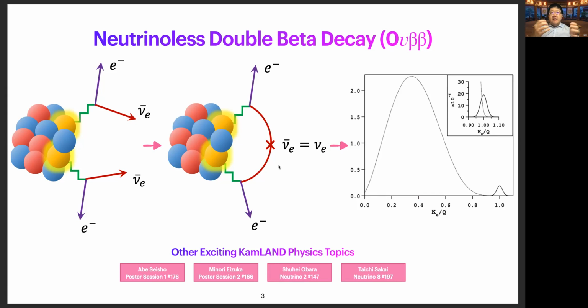Neutrino-less double beta decay is a major physics goal of KamLAND-Zen, but that's definitely not the only thing we do in KamLAND. There are some other exciting KamLAND physics topics I would like to encourage you to attend on those posters and talks.